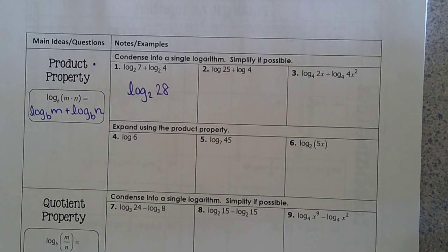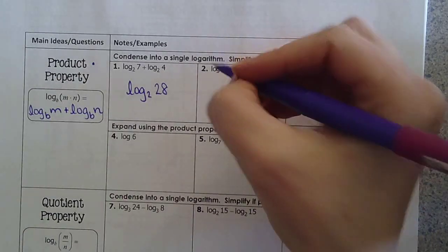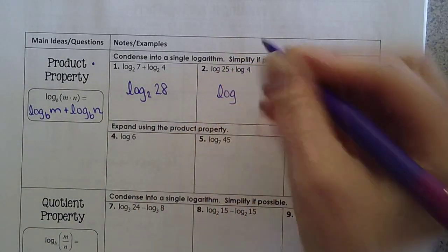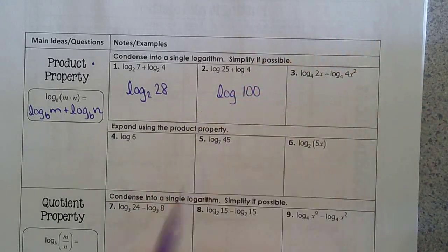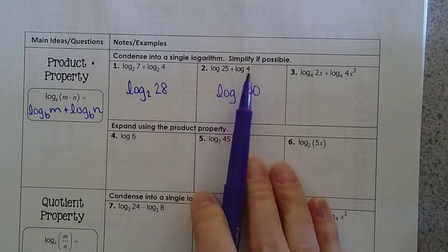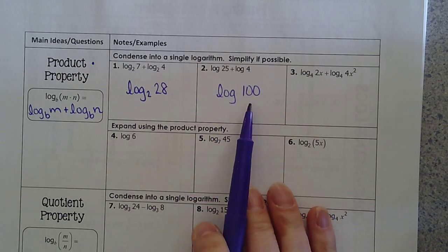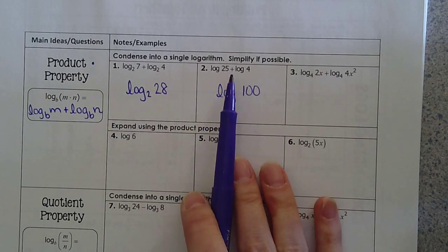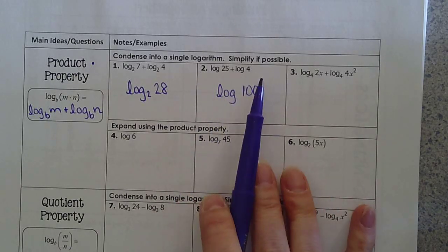Looking at number 2, I have a common log, so log base 10, but it just says log, of 25 plus log of 4. This is going to give me log of 25 times 4, which is 100. And here's a good picture of why we sometimes do this. Log of 25, I don't know. Log of 4, I don't know. Log of 100, 2. So this one is much easier to solve and work with than these two separate ones.